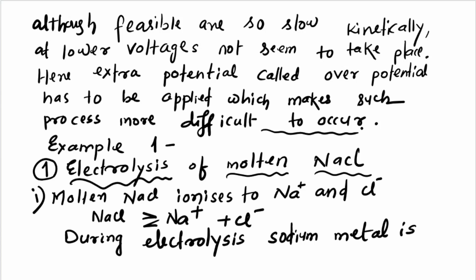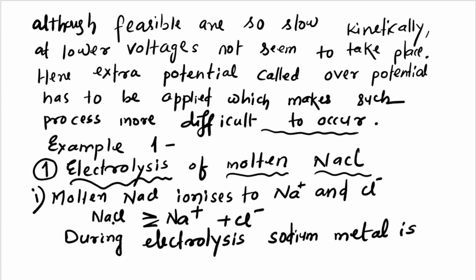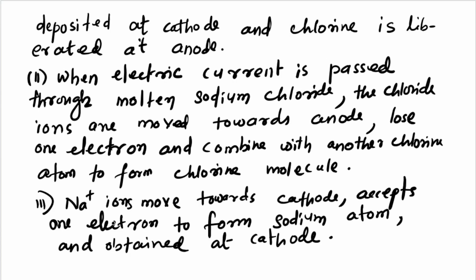Molten NaCl ionizes to Na+ and Cl-. It is a reversible reaction: when Na+ and Cl- combine again, they give NaCl. Then what happens during electrolysis? Sodium metal is deposited at the cathode and chlorine is liberated at the anode.